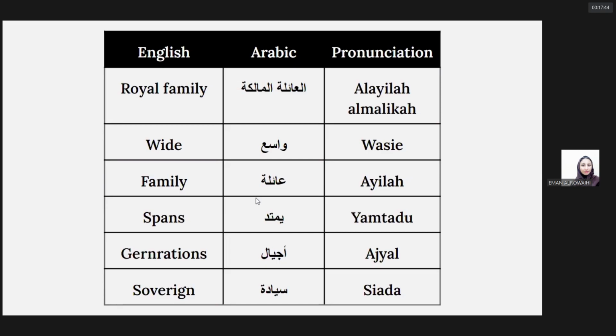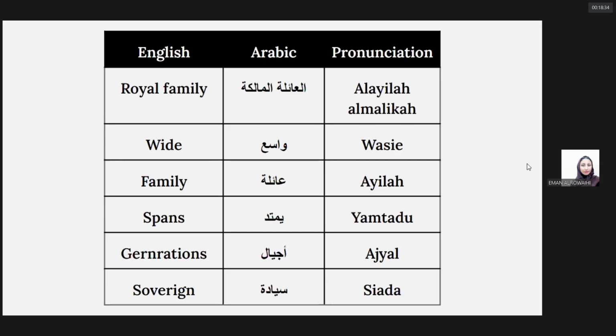بالعربي العائلة المالكة. العائلة المالكة. You might read it العائلة, العائلة. It's not العائلة. It's العائلة. Don't tell me Laila, طيب. العائلة المالكة. تمام. Second word is wide. واسع. واسع. Family. عائلة. عائلة. Again, it's not ليلى. I know that some students will read it for me, ليلى. I actually heard some students in the other section reading it, ليلى.